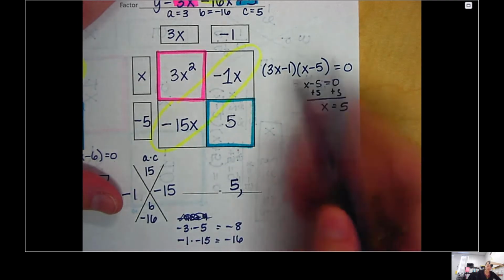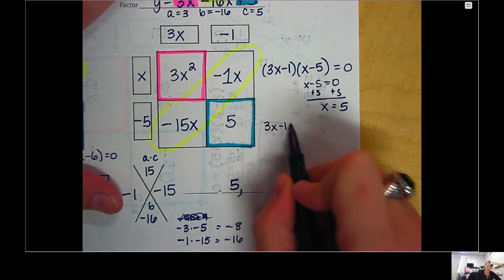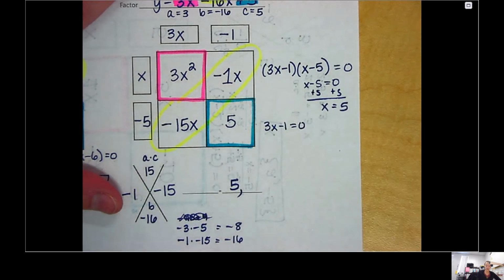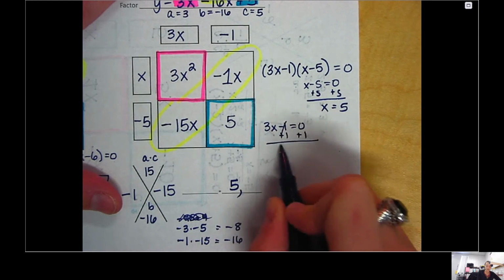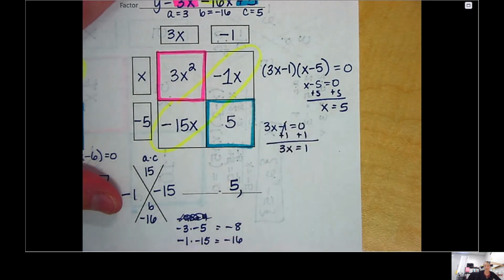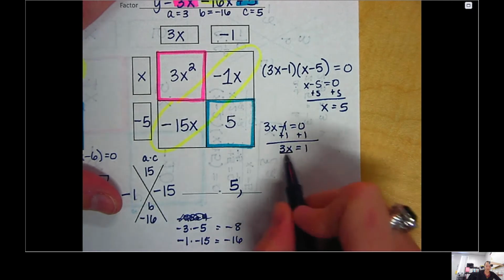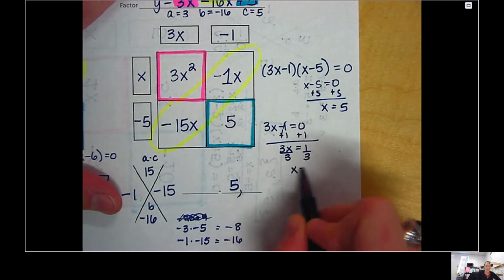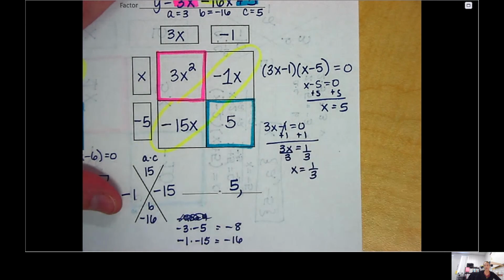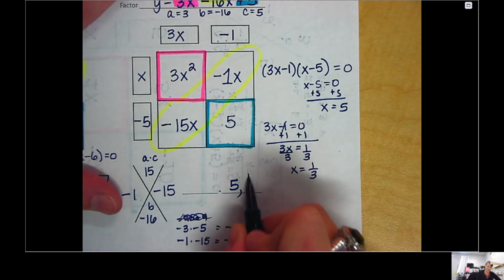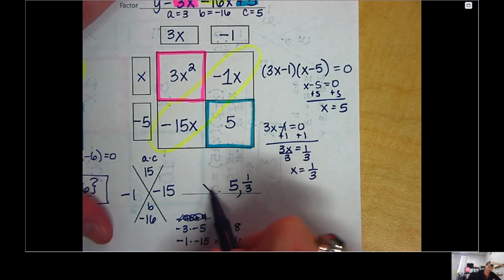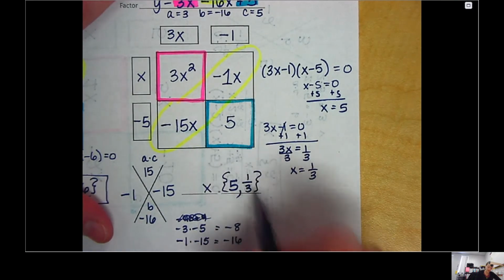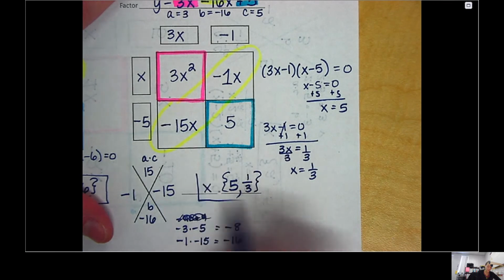And the other one is you take 3x minus 1, set it equal to 0. It's algebra. You've got to add the 1. You get 3x equals 1. And then how do you get the x by itself? Divide by 3. You get x equals 1/3. It's a fraction, 1 divided by 3. Oh yeah, you definitely got to deal with it. Yeah, 1 divided by 3 is 1/3.